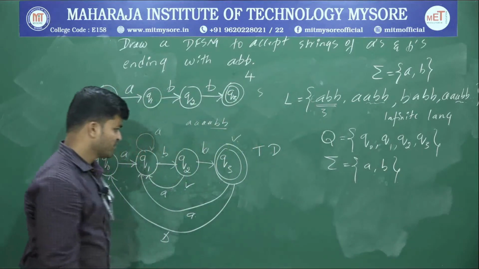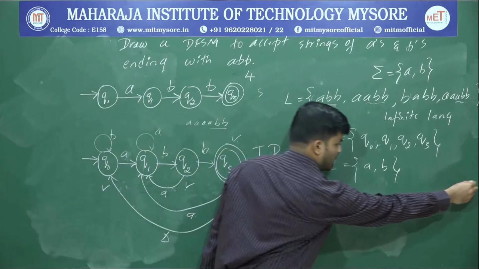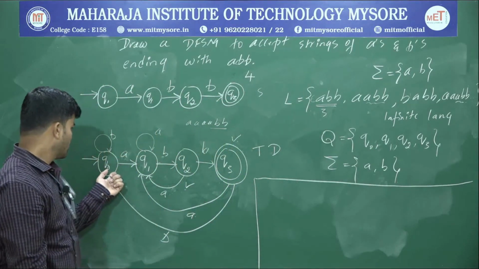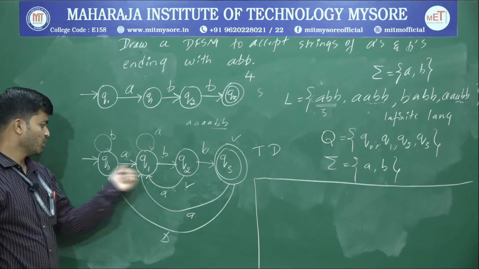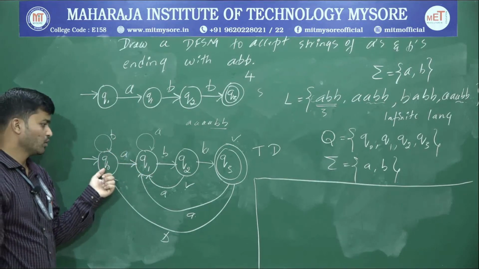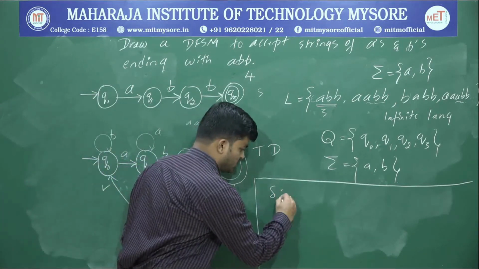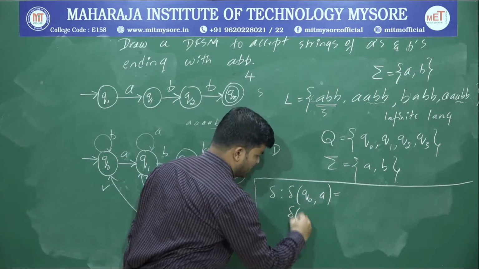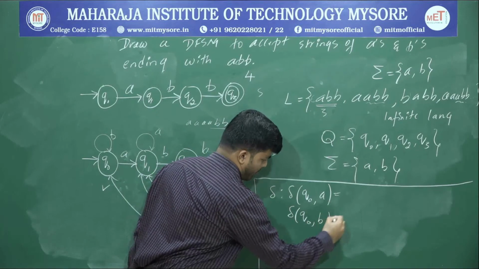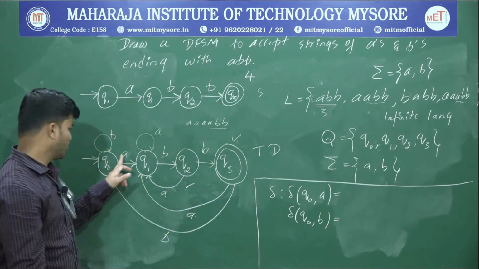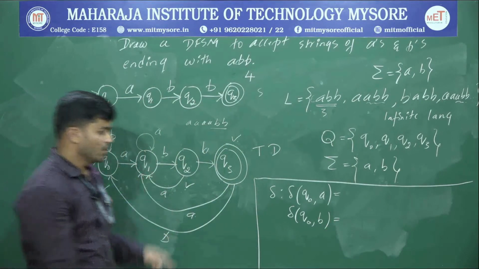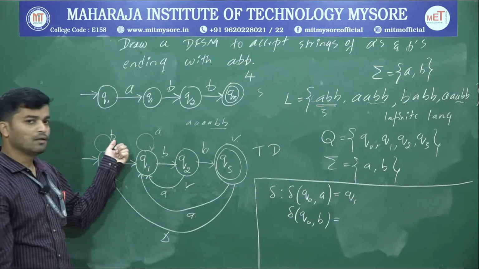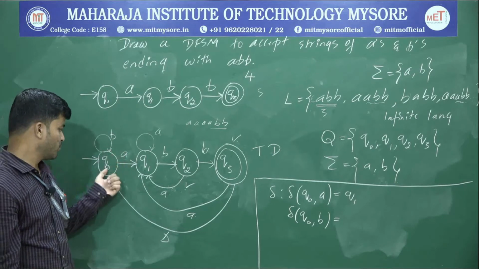And what about the transition function? That is delta of Q0 upon A, delta of Q0 upon B. Q0 upon A is Q1. What is Q0 upon B? Q0 upon B is again Q0.